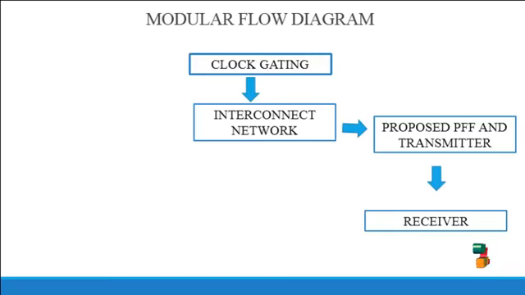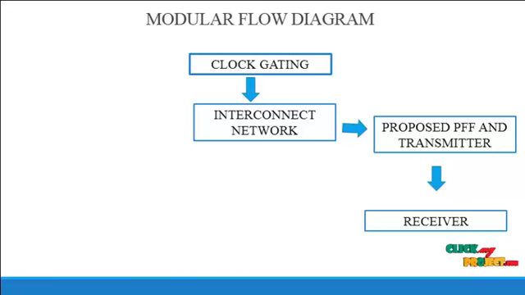Next we see the flow diagram of our product. This flow diagram consists of clock gating. The clock gating is fed into the interconnect network. The interconnect network has resistor and capacitor elements, and it is fed into the proposed PFF and transmitter circuit. After that, the transmitter circuit is fed into the receiver unit. The overall communication process proceeds in this manner.